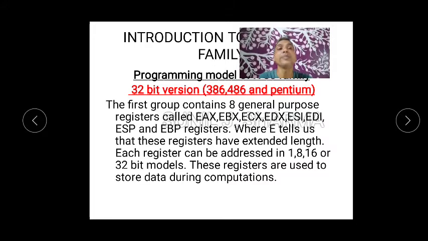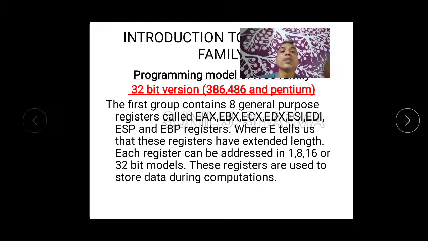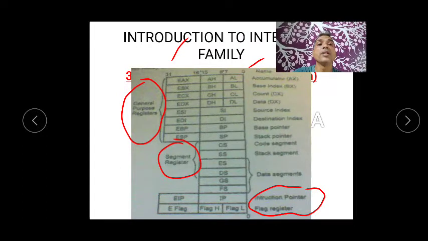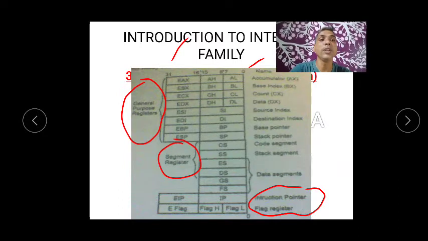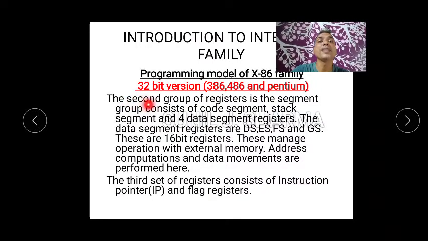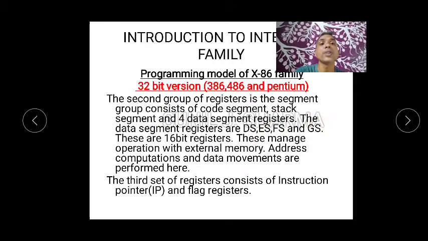When you look at the diagram, I think you can see all this. Here we are having 0 to 7, then 15, 16 and then so on. It can be divided into 16-bit till here and then again 16, so in total it becomes 32-bit. Now after this, the second group of registers is the segment group, which consists of code segment, stack segment and 4 data segment registers. The data segment registers are DS, ES, FS and GS.